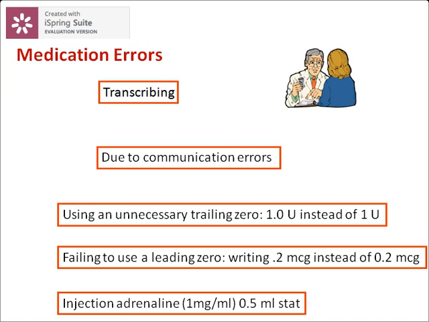Another example is if you only write injection adrenaline 0.5 ml stat, and if you do not mention the route of administration, there are high chances that instead of intramuscular adrenaline, the patient may receive intravenous adrenaline. So all these types of errors are considered as transcribing type of errors.